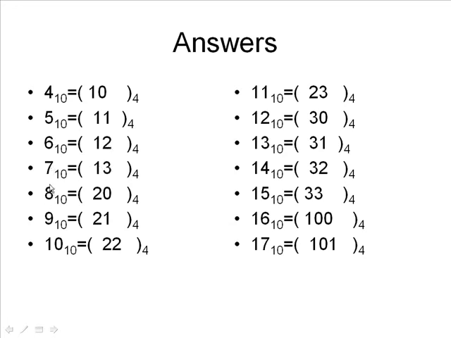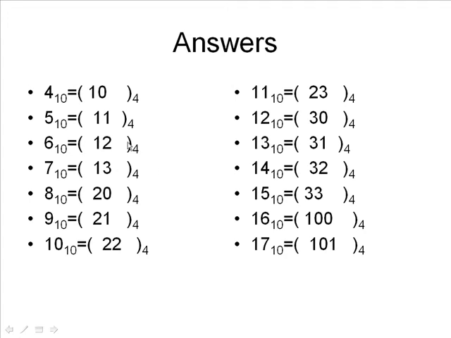And 8 will be 2 fours, so we put 2 in the position of 4, and 9 will be 2 fours plus 1, and 10 will be 2 fours plus 2, and 11 will be 2 fours plus 3, and 12 is 3 fours, so we put a 3 in the position of 4. 13 is 3 fours plus 1, and 14 is 3 fours plus 2, 15 is 3 fours plus 3. 16 will be 4 squared, so we put a 1 in the position of 4 squared. 17 is 4 squared plus 1, so we put 1 in the position of 4 squared and another 1.